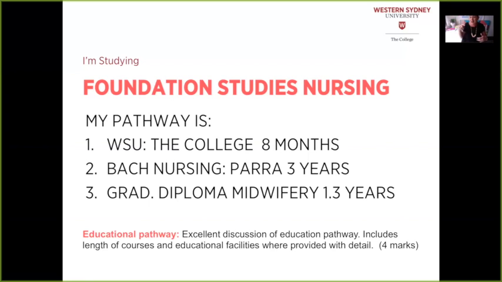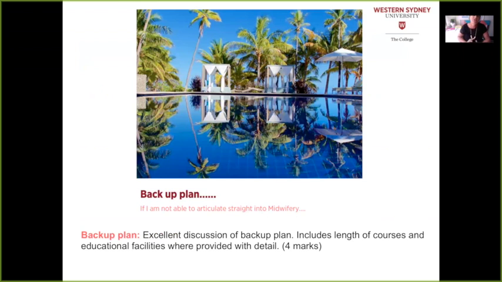A couple of pathways that I've investigated through the prospectus and through the Western Sydney website: I can complete my Bachelor of Nursing, which is here for 3 years, and then I could look at doing a graduate diploma in midwifery. Or after 1 year of nursing, I can apply to transfer into midwifery. So in this, we're looking to make sure that you've got a really great understanding of the course, length of courses. Maybe you could talk a little bit about the campus that you're moving towards as well. You can find a lot of this information out from the college prospectus, but also the Western Sydney Uni website as well.